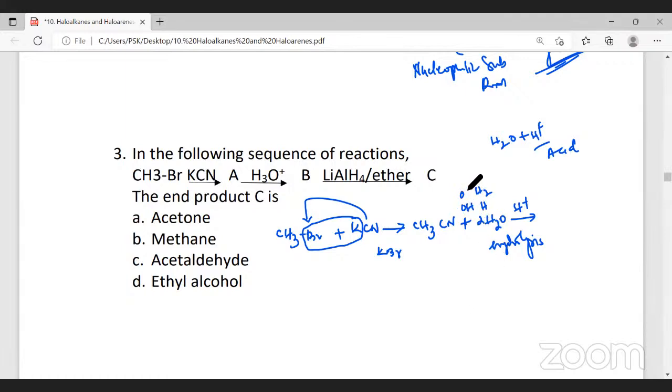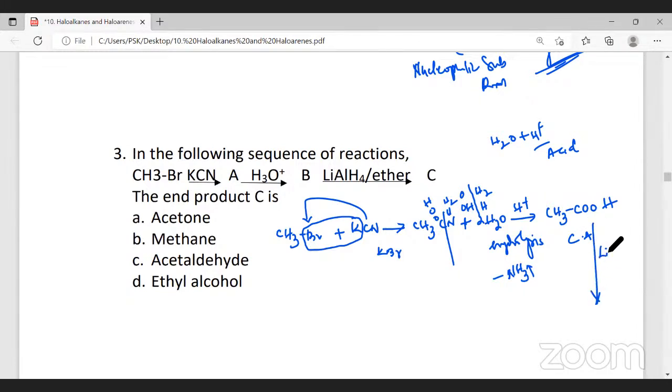Yes. If I divide this, what happens is, here oxygen and OH get bonded to carbon. These hydrogen atoms get bonded to nitrogen. So what gets eliminated? Ammonia gas gets eliminated as a byproduct. What is formed? CH3COOH. Acetic acid, a carboxylic acid, is formed. So option B is carboxylic acid. Here it's acetic acid, and the IUPAC name is ethanoic acid.